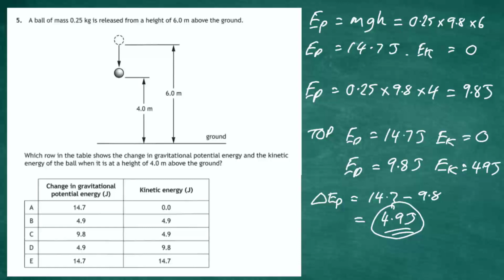So we're looking for a row in that table where the change in potential energy is 4.9, so it could be that one or it could be that one. But the kinetic energy is 4.9 joules because the change in potential energy has gone into the kinetic energy of the ball. So we're looking for 4.9 and 4.9. So the answer is going to be B for this one.